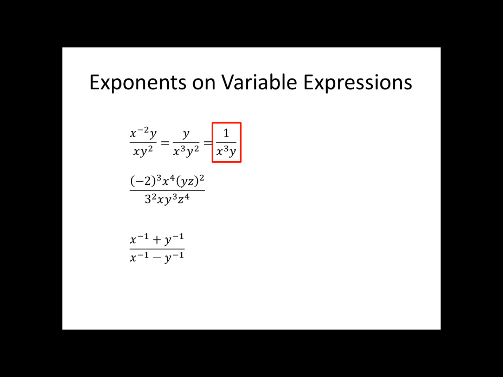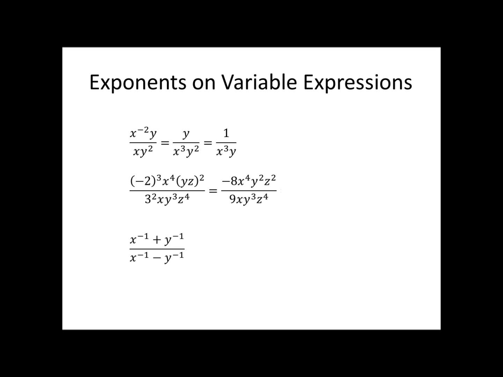Let's move on to the second expression. We've got a lot going on here. We've got some numbers raised to some powers, and we've got letters everywhere. So, first thing I'm going to do is get rid of the parentheses. The first set of parentheses is pretty simple. Negative 2 cubed is negative 8.